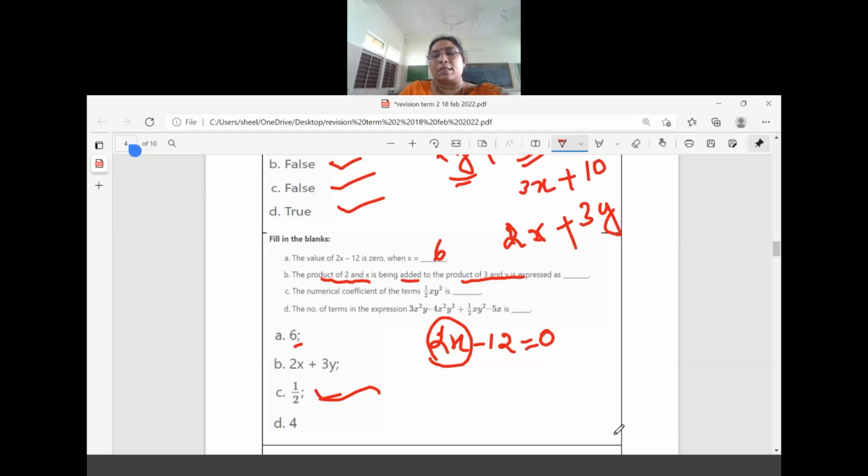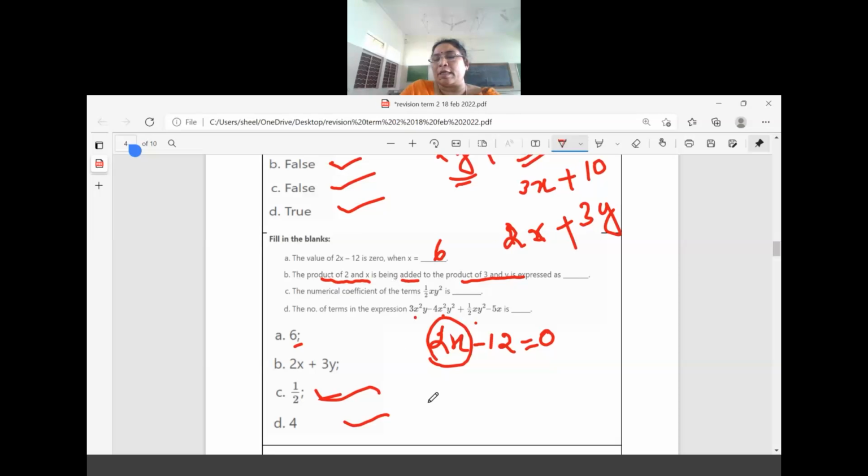Number of terms in the expression. So just add that one. So 1, 2, 3, 4. So we'll get 4 terms. Other than like terms, that you will learn in the higher classes only. Now you will not get that much simplified questions, may not ask you. So how many terms are there? Each one you count: 1, 2, 3, 4. So how many terms are there? 4. So the first answer: x equal to 6, the 2x minus 12 will be 0.